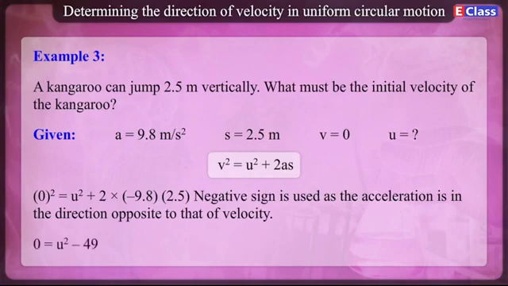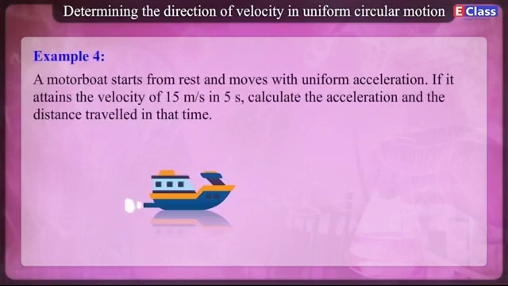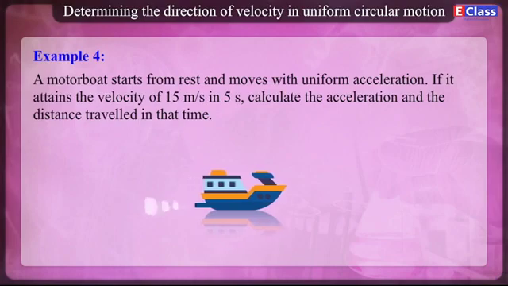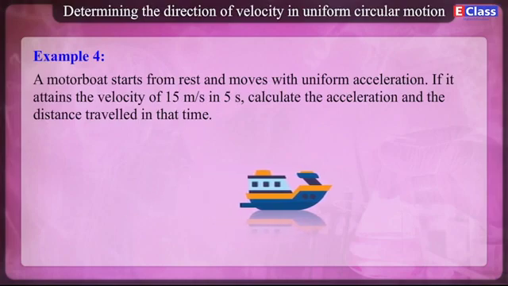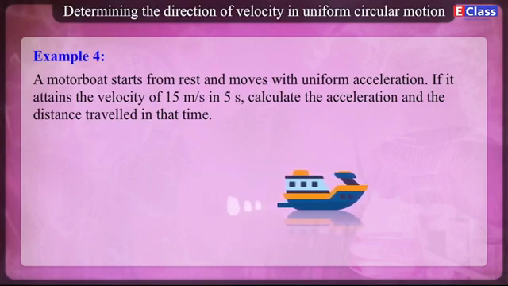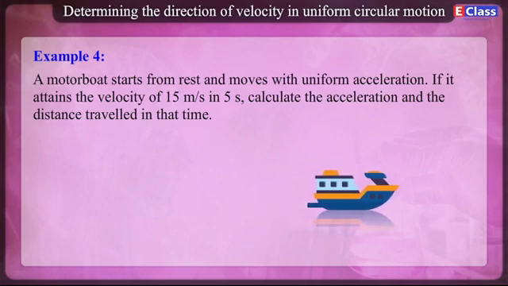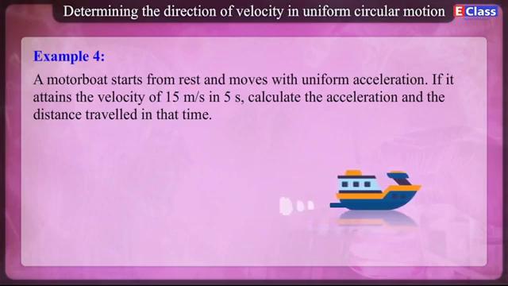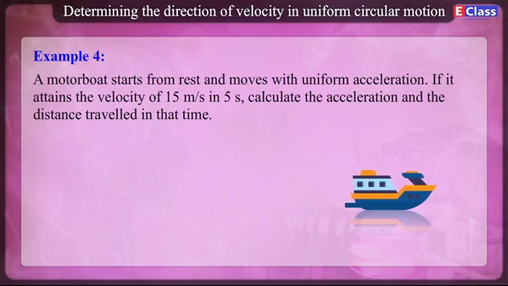0 is equal to u square minus 49, u square is equal to 49, u is equal to 7 meters per second. Example 4. A motorboat starts from rest and moves with uniform acceleration. If it attains the velocity of 15 meters per second in 5 seconds, calculate the acceleration and the distance travelled in that time.